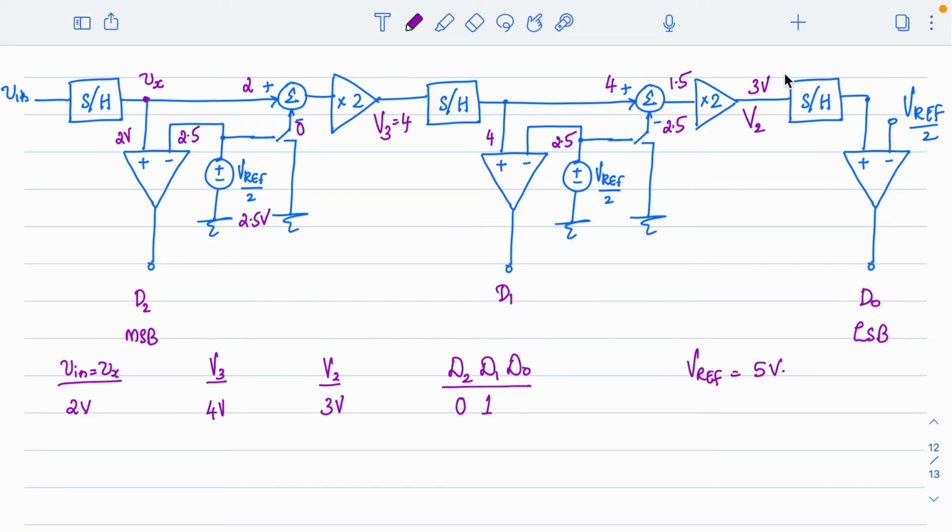Now if my residue is 3 volt, what will happen at the last stage? 3 will be compared with respect to 2.5 and it will produce an output of 1. So this will be 1. This is how conversion happens in a pipeline ADC.